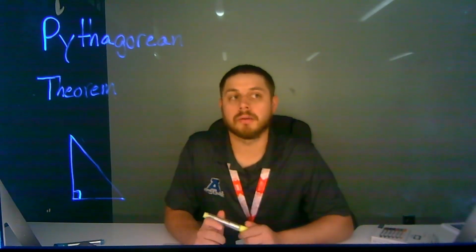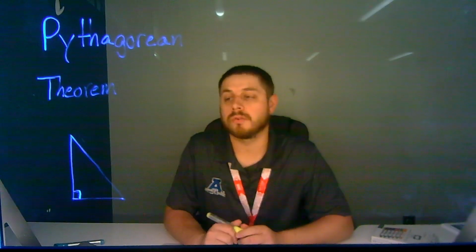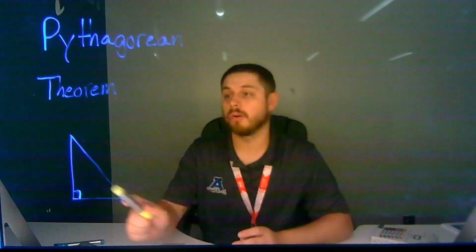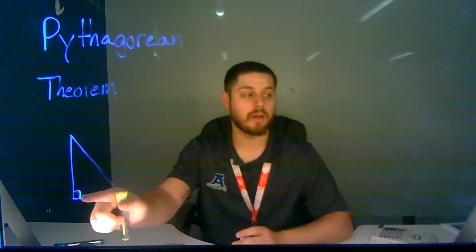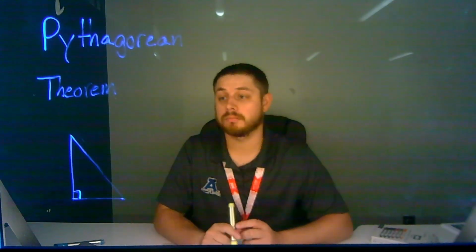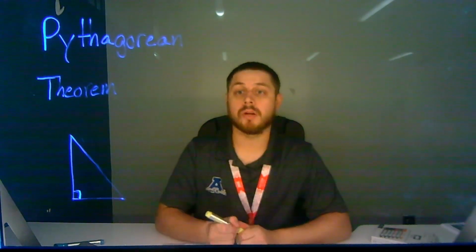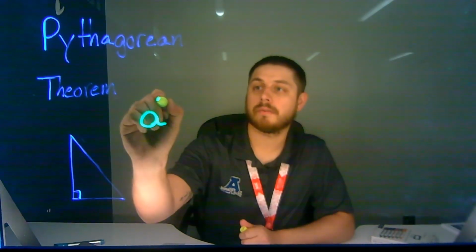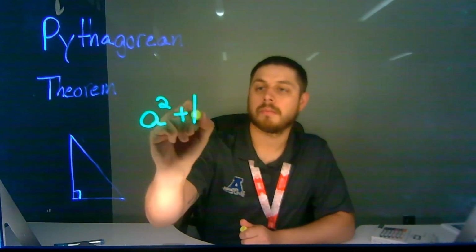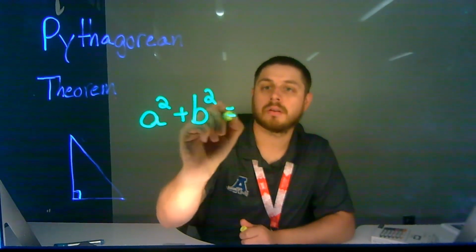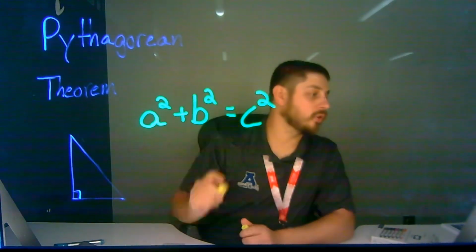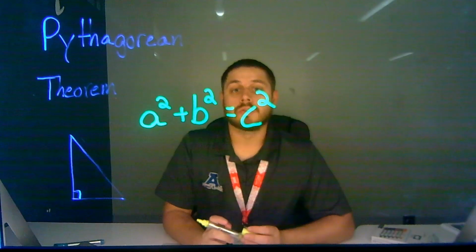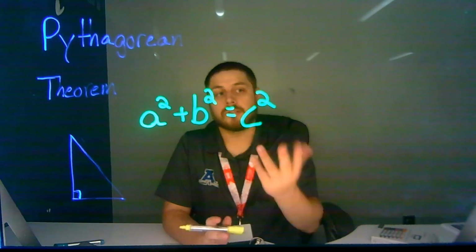So today we're going to be talking about the Pythagorean Theorem, which deals with right triangles. So only triangles that look like this with a right angle in the corner. What we know about the Pythagorean Theorem is that it says that a squared plus b squared should equal c squared. So what does a, b, and c even mean?